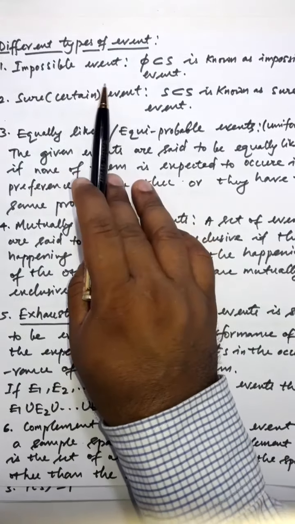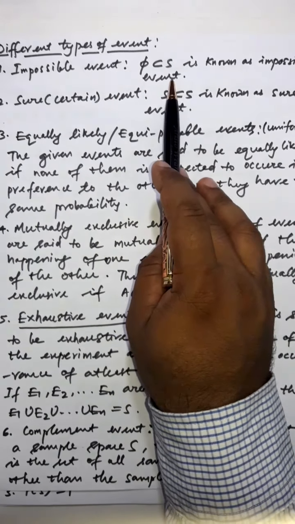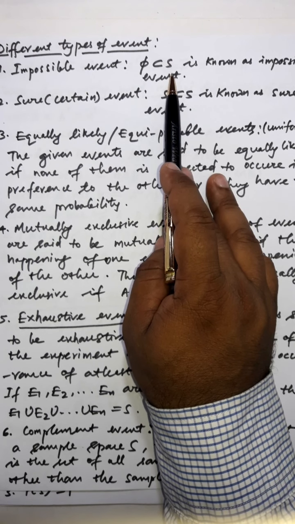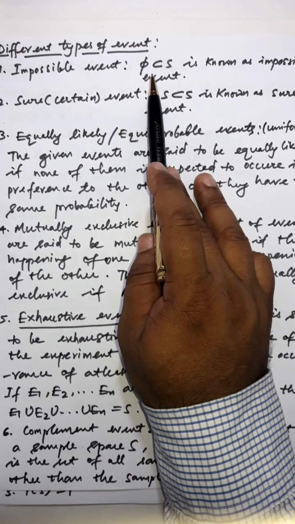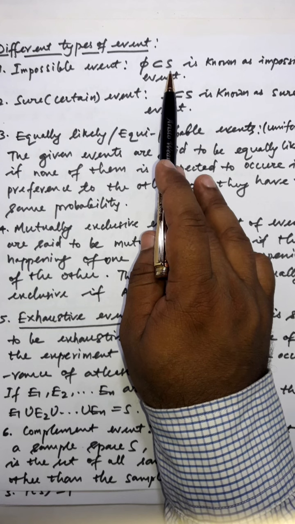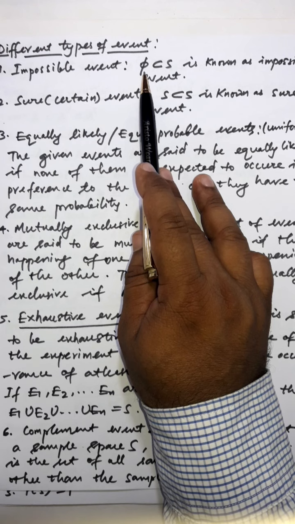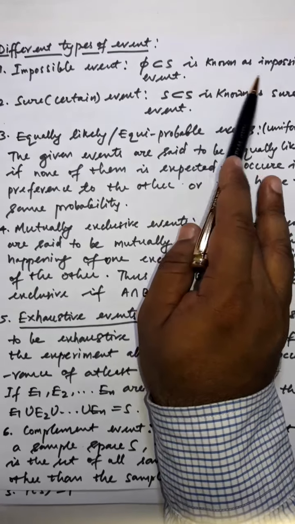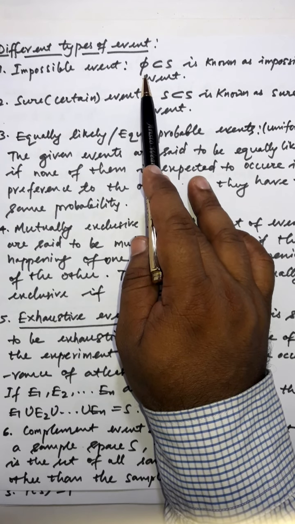Our first event of discussion is the impossible event. As I told you, any subset of the sample space will be termed as an event. So phi, or null set, or empty set, is definitely a subset of the sample space S. So this phi set, or null set, or empty set is known as the impossible event, because it does not contain any elements inside it.